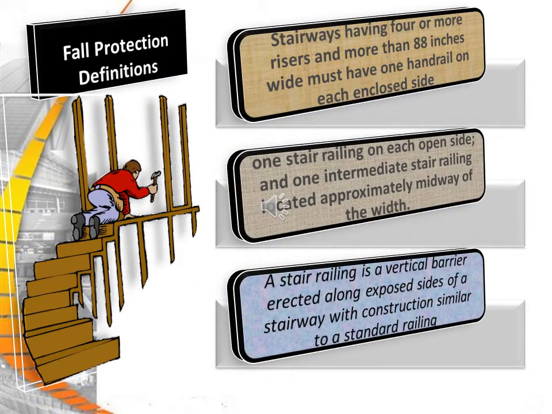Stairways having 4 or more risers and more than 88 inches wide must have at least one handrail on each enclosed side, one stair rail on each open side, and one intermediate stair railing located approximately midway in length. A stair rail is a vertical barrier erected along an exposed side of a stairway with construction similar to a standard railing.